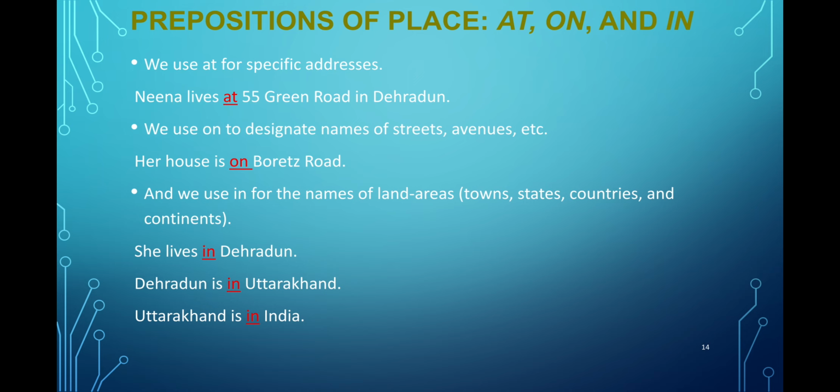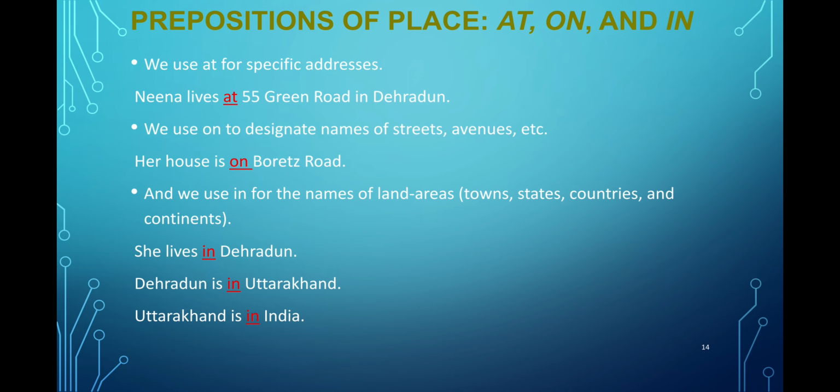Now, usage of preposition of place. We use at for specific addresses. For example, Nina lives at 55 Green Road in Dehradun. We use on to designate names of streets, avenues, etc. Her house is on Boretz Road.